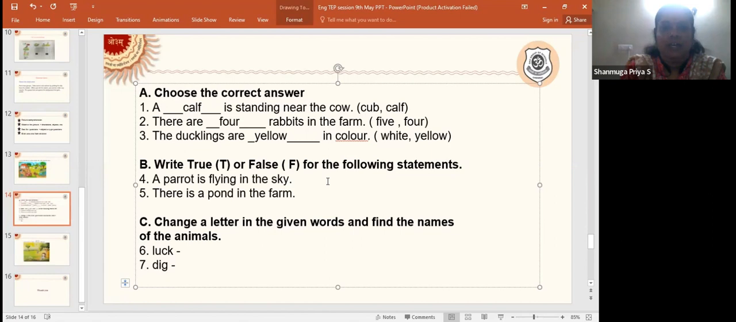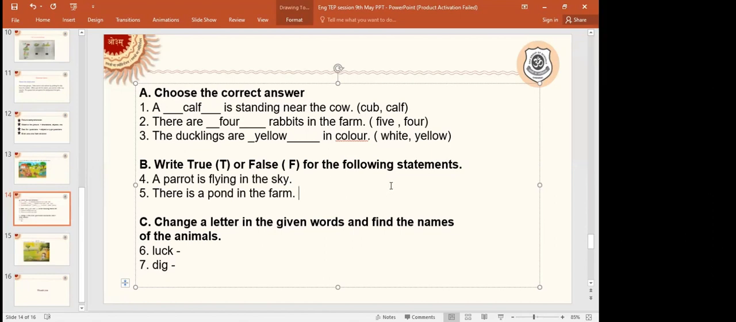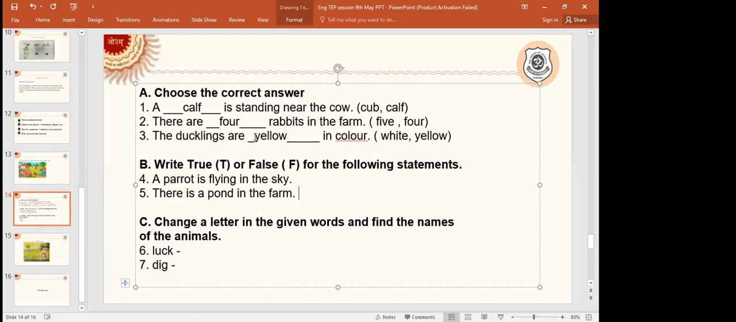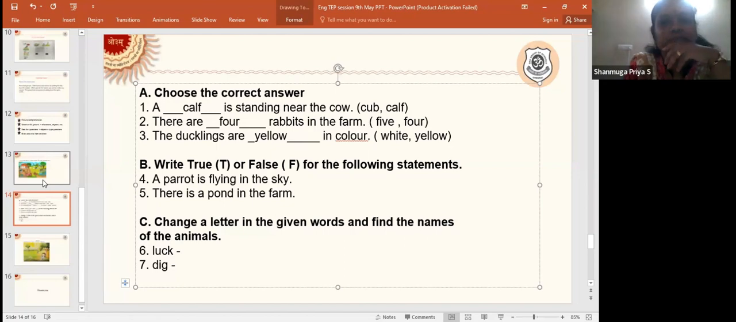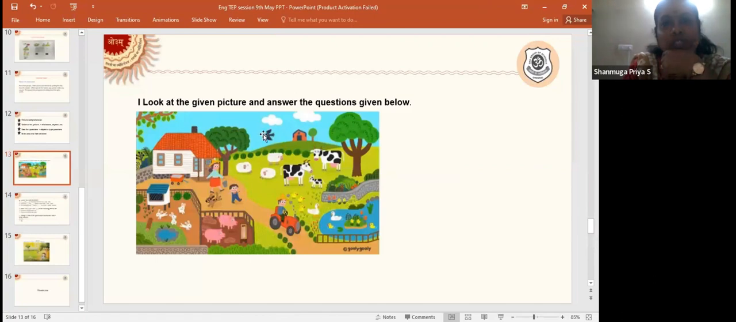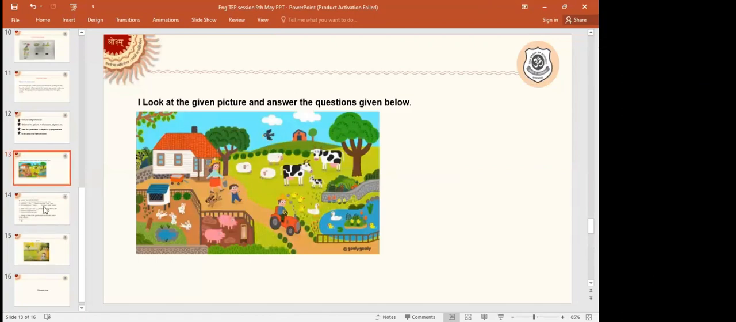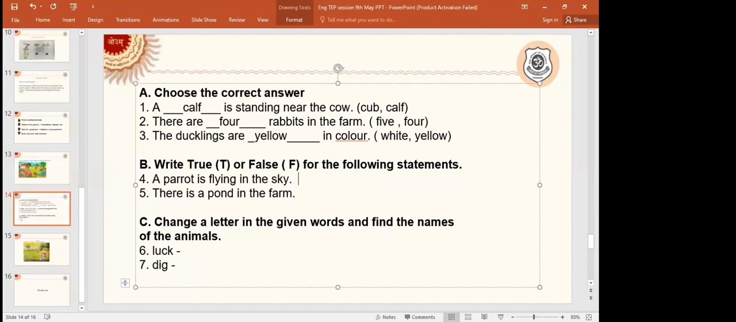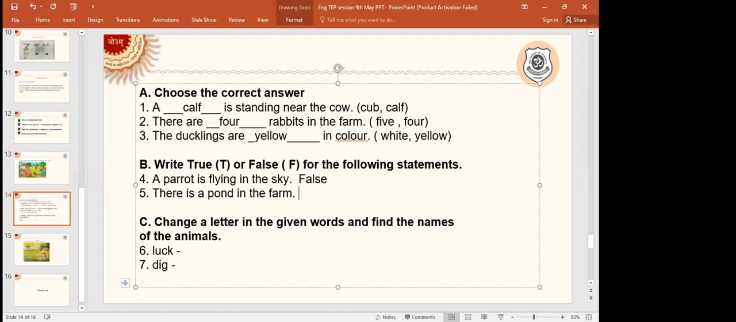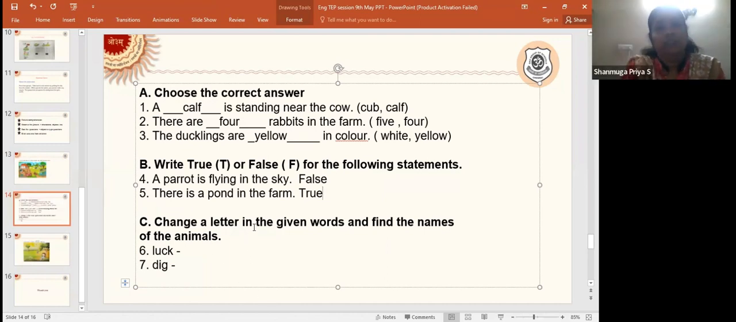The next is, write true T or false F for the following statements. A parrot is flying in the sky. Is it true or false? False, because that was a crow. Because it's black in color. Yes, so it's false there. And there is a pond in the farm. True. Yes.